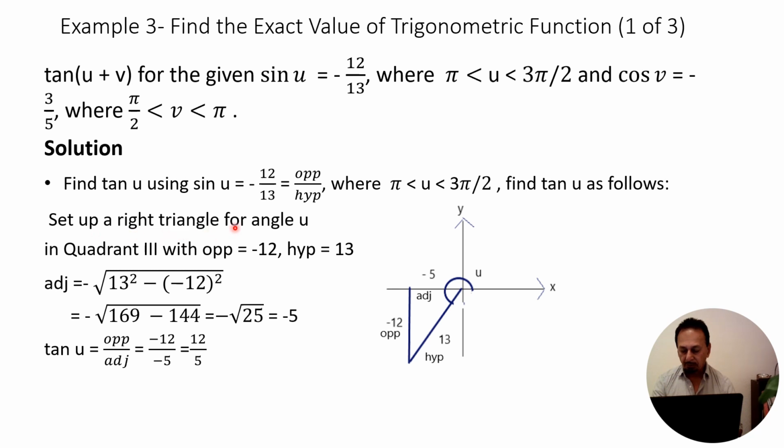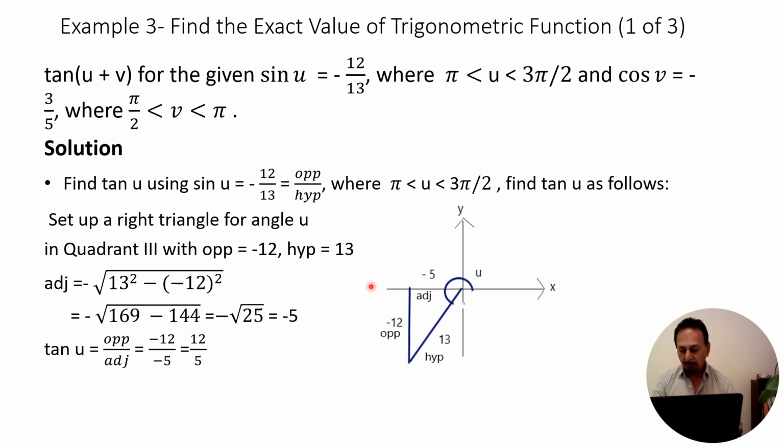Set up a right triangle for angle u in quadrant 3, because that's the quadrant where we set it up. So you draw the hypotenuse, and this opposite side would be negative 12 and the hypotenuse 13. Now this is the adjacent side, since it's to the left of the y axis, so it should be negative. So adjacent will be negative square root of 13 squared minus negative 12 squared. So that becomes negative square root of 169 minus 144. When I subtract 144 from 169 it becomes 25. So you have negative square root of 25, which will be negative 5.